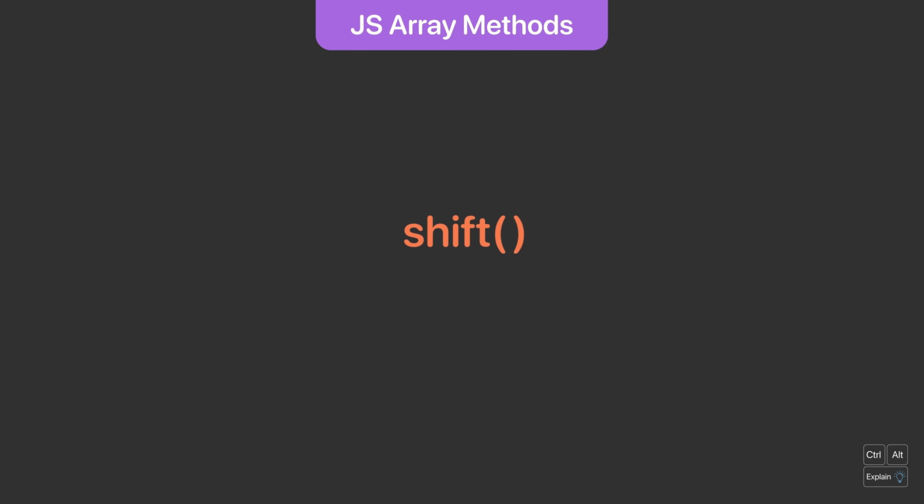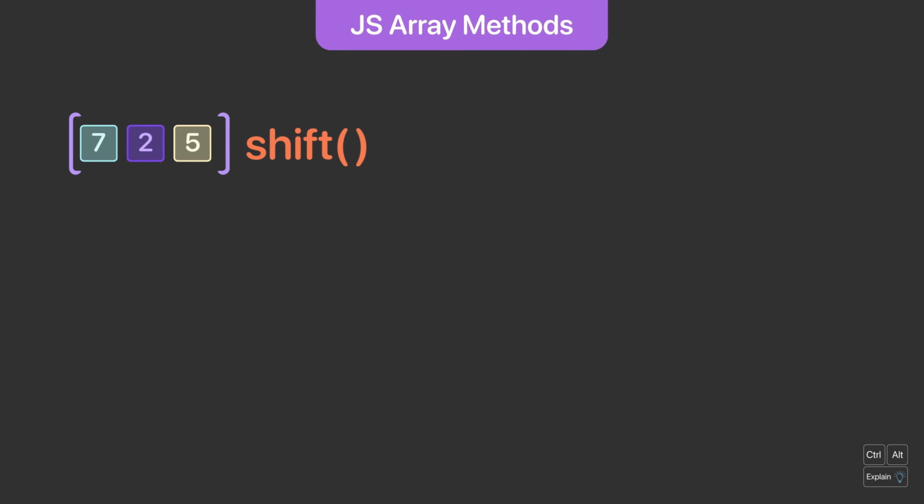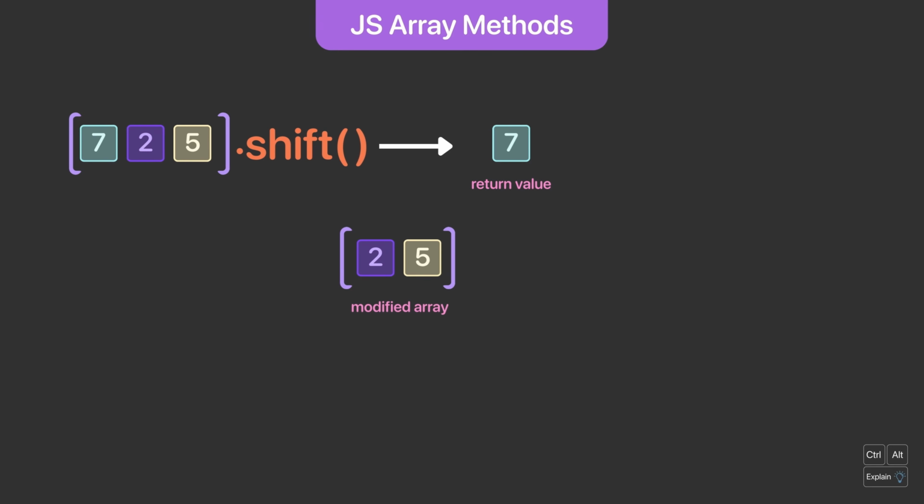Next up is the shift method. While pop removes items from the end of an array, shift is used when you need to remove the very first element. Let's look at how this works. We start with an array of 3 numbers, 7, 2, and 5. When we call shift, JavaScript removes the first element from the array and returns that removed item, not the array itself. The original array is modified, and every remaining element shifts 1 index to the left.